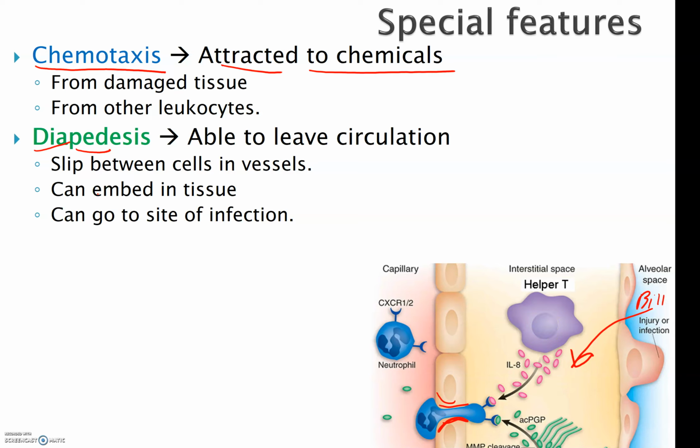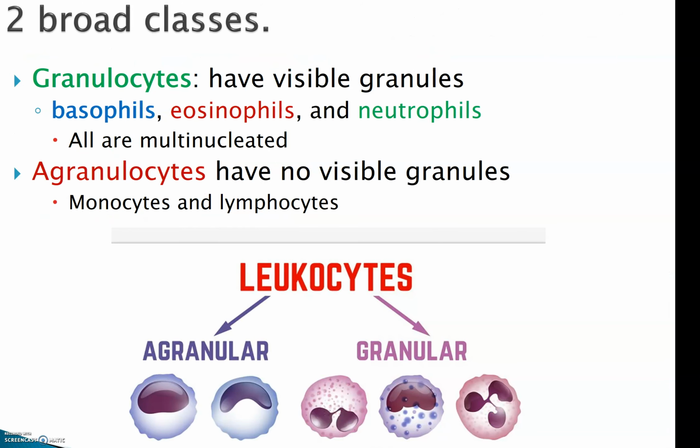Macrophages have about 20 different names, okay, maybe 3, because they're embedded in so many different tissues, and they can go to the site of an infection. So, there's 2 general classes. These three right here are called granular because I have visible granules.